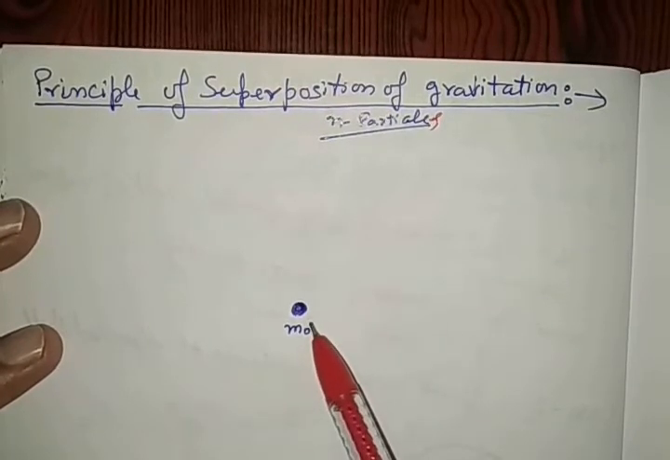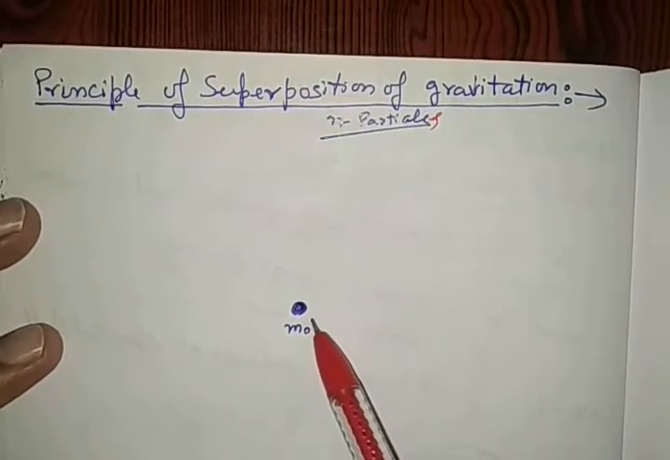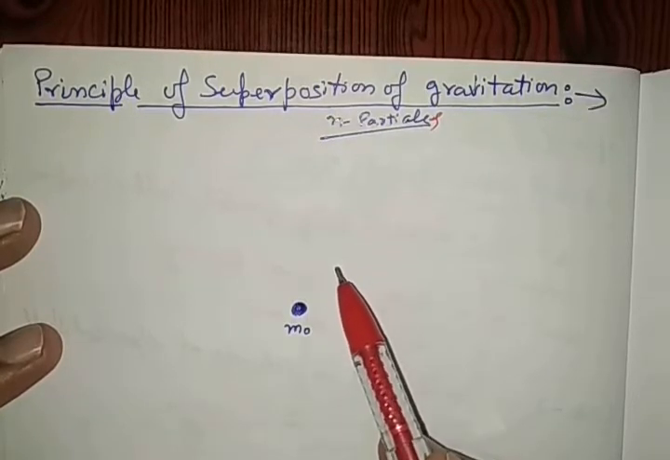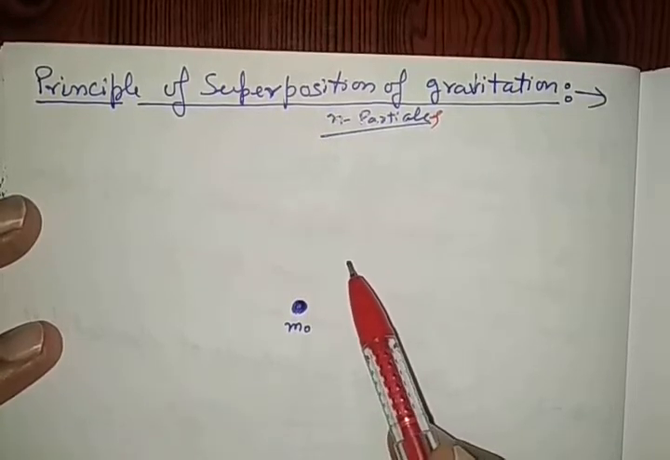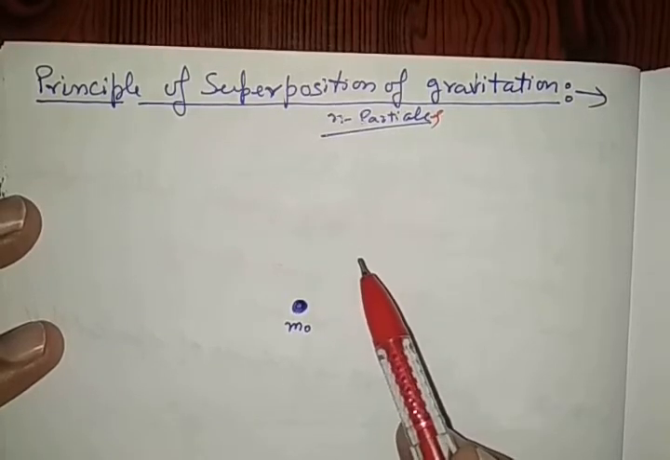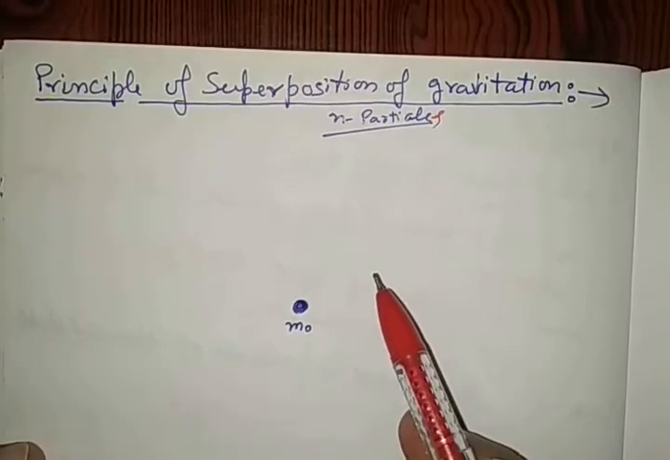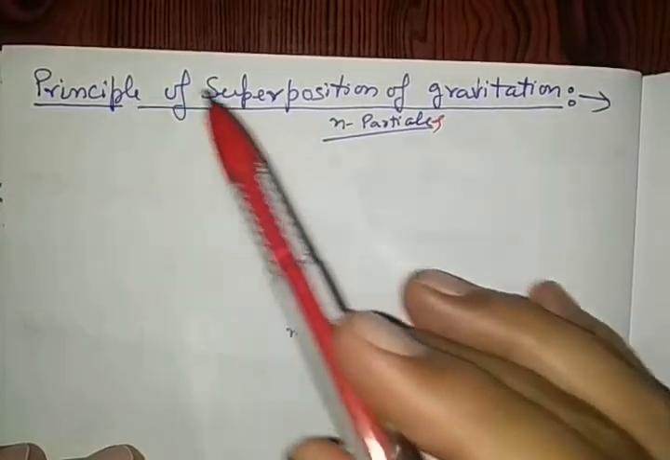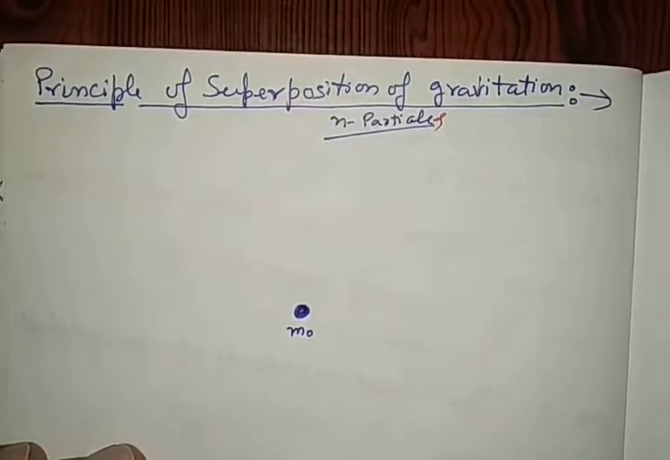So this reference particle m0 will experience gravitational force of attraction from all n particles. So what will be the total gravitational force? It is obtained by principle of superposition of gravitational forces. So see the principle very carefully.